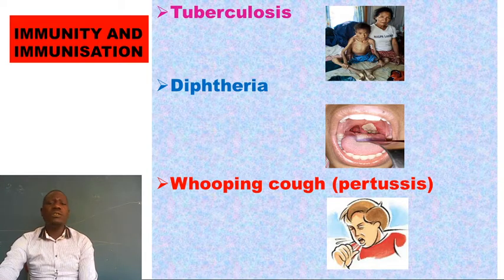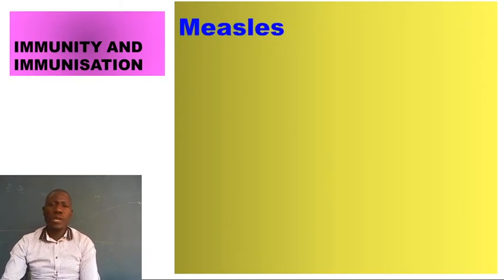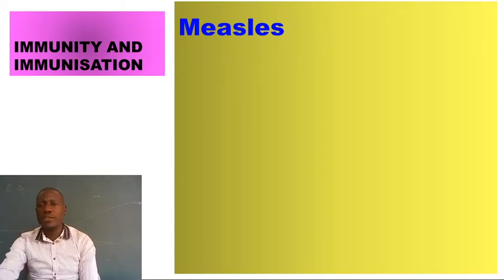You are seeing the child is coughing terribly. Then we have another disease which we call measles. This one is caused by a virus. It's caused by a virus and is very, very dangerous. It attacks the skin. Here, a child develops rashes all over the skin.